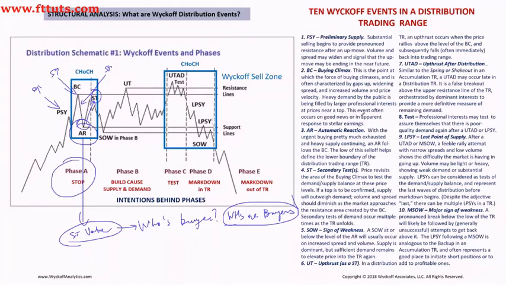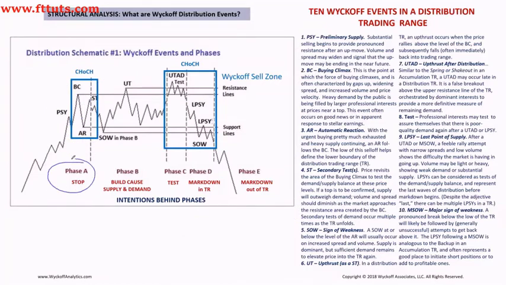The intention behind phase A is the same in distribution as it is in accumulation. It's to stop. To stop what? To stop the previous move from going further up. So we're stopping an uptrend. And all of the elements, including the preliminary supply, where the first sell-in might come, buying climax, automatic reaction, and secondary test are going to be a part of phase A.